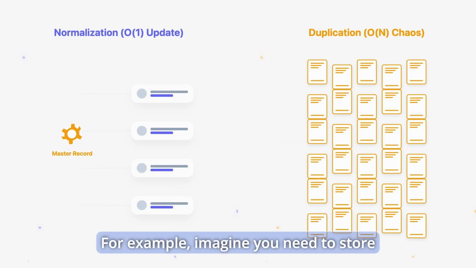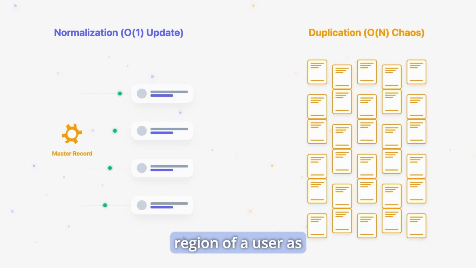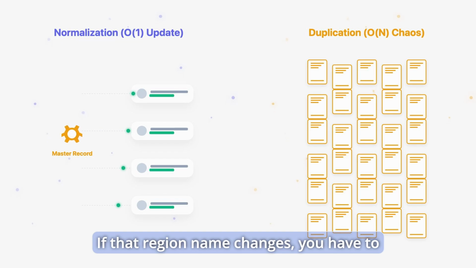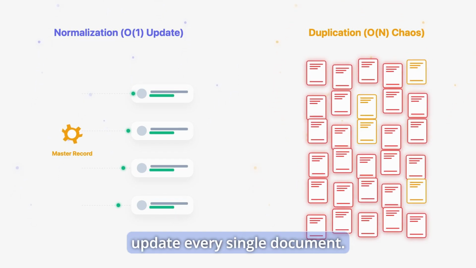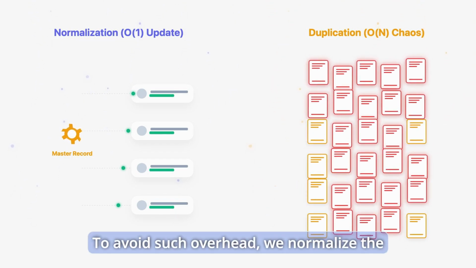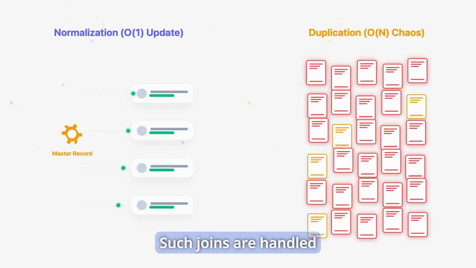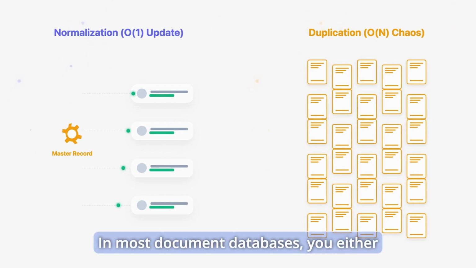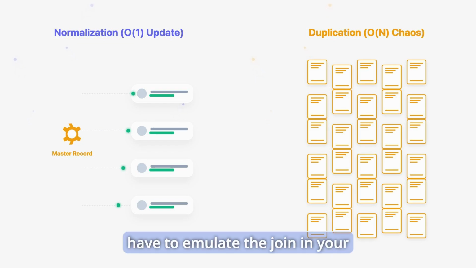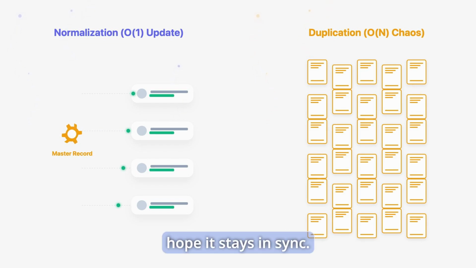For example, imagine you need to store the region of a user as a string in every document. If that region name changes, you have to update every single document. To avoid such overhead, we normalize the data by creating a central regions table and use the region ID. Such joins are handled brilliantly in the relational model. In most document databases, you either have to emulate the join in your application code, which is slow, or duplicate the data and hope it stays in sync.